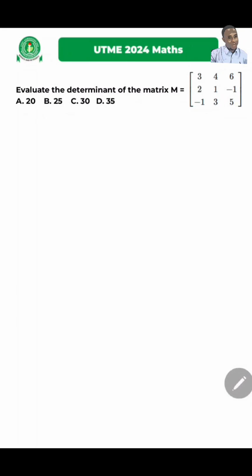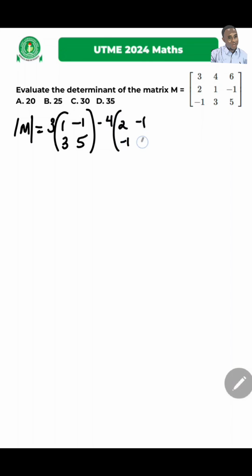1. Evaluate the determinant of the matrix M equals [3, 4, 6; 2, 1, -1; -1, 3, 5]. Okay, so my determinant of M is going to be equal to 3 multiplied by [1, -1; 3, 5], minus 4 multiplied by [2, -1; -1, 5], and plus 6 multiplied by [2, 1; -1, 3].